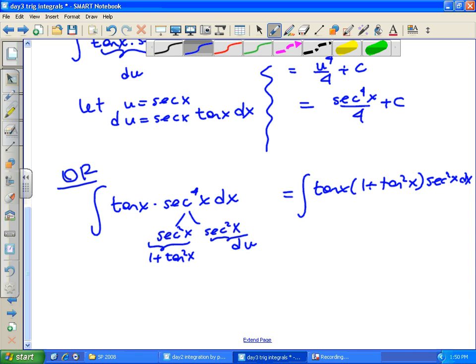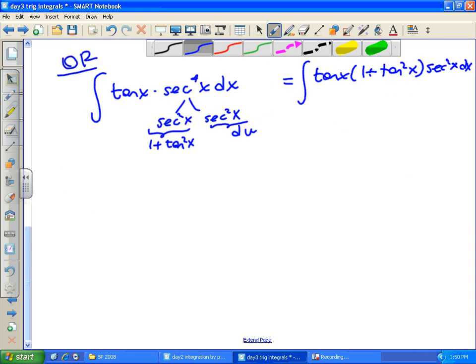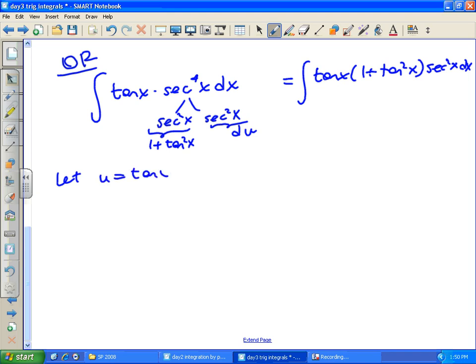And letting u be equal to tangent, here is what we have. u times 1 plus u squared du. Would everyone agree with this? I replace the tangent with u, right? The 1 plus secant square, I'm sorry, 1 plus tangent square with 1 plus u squared. And I replace secant square with du.